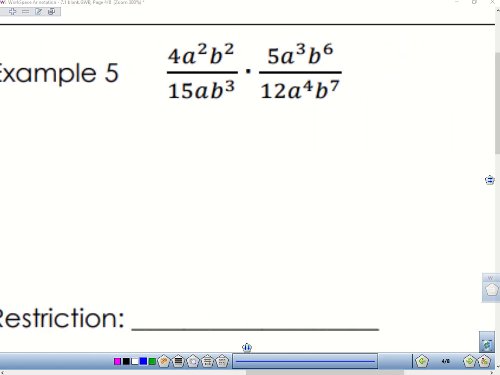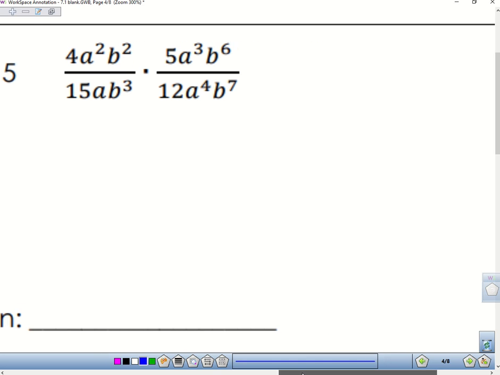All right, example 5, we'll do this one the multiplication across method, just because. So we're going to multiply across first, but before we do that, we're going to identify our restrictions. Now I do want to mention that you can multiply them together first and then find the restrictions. That's okay, you just can't cancel anything. Does that make sense? You can multiply them, but you just can't cancel anything.